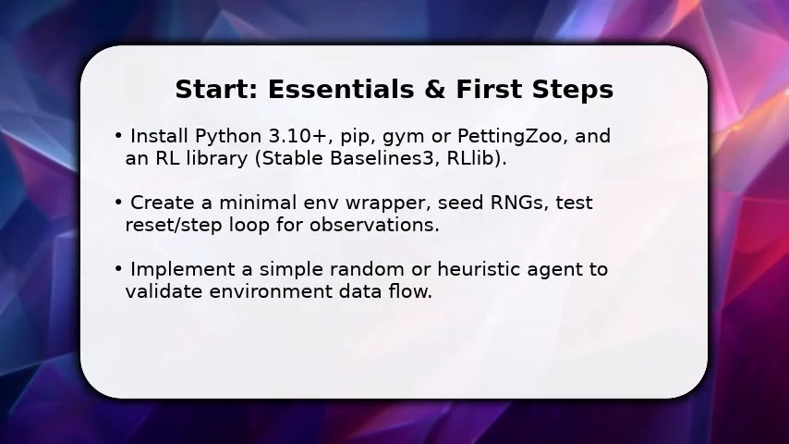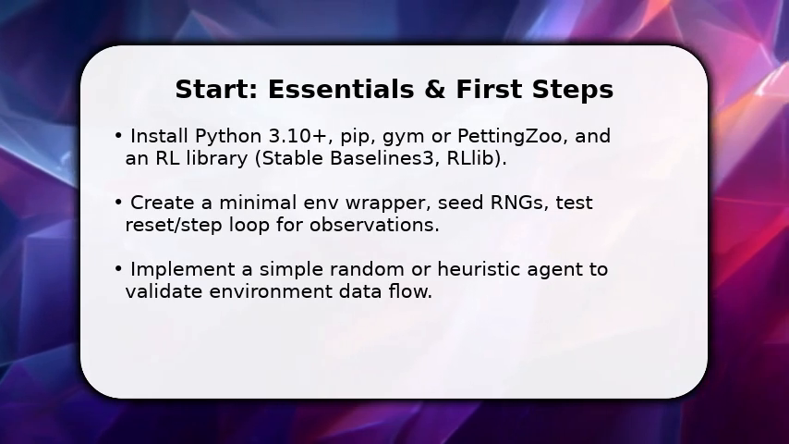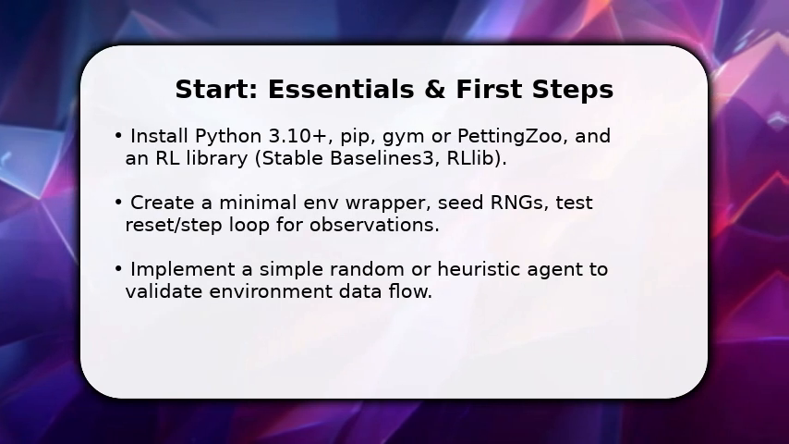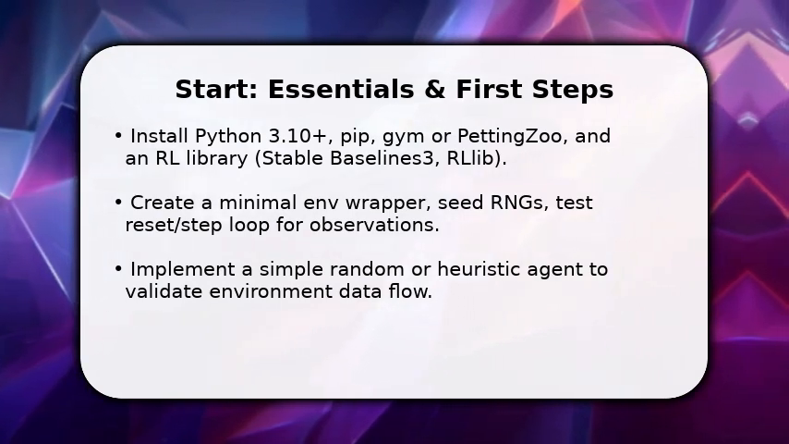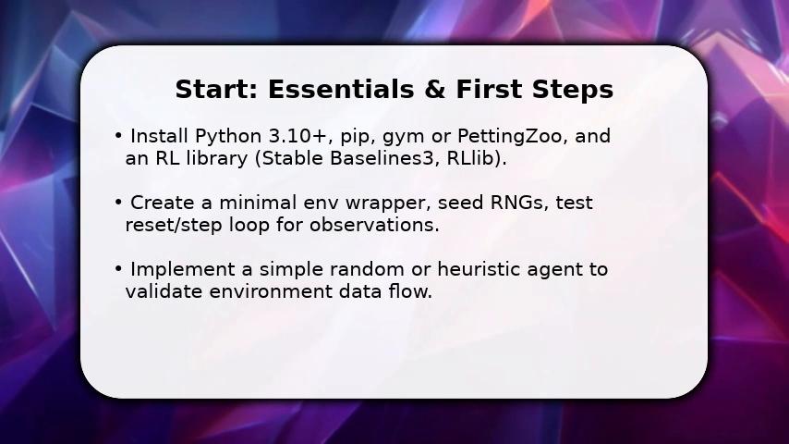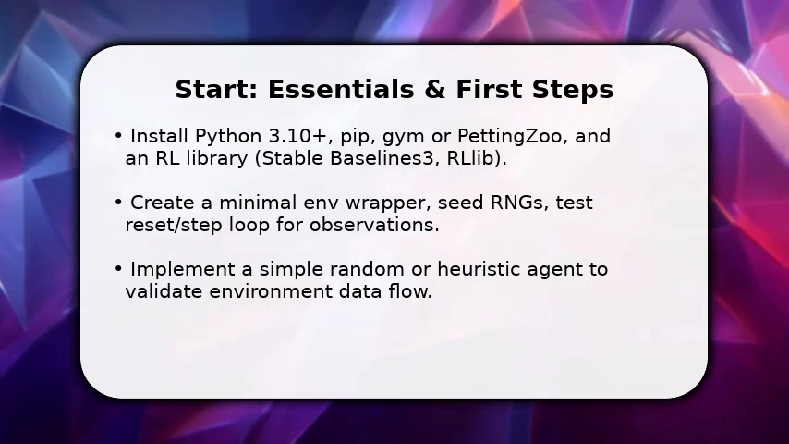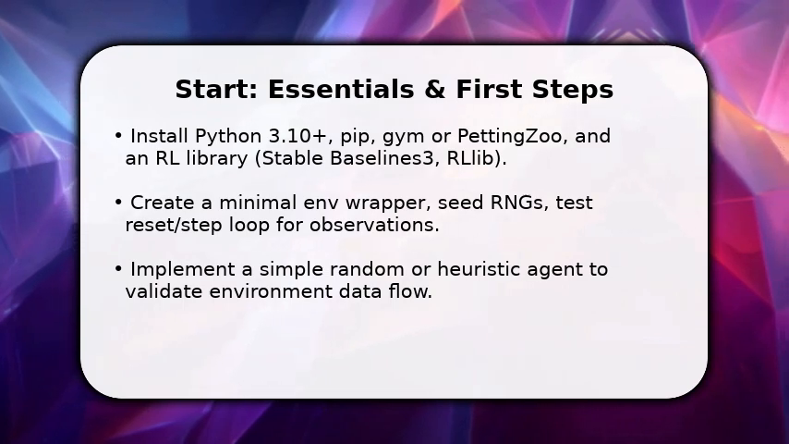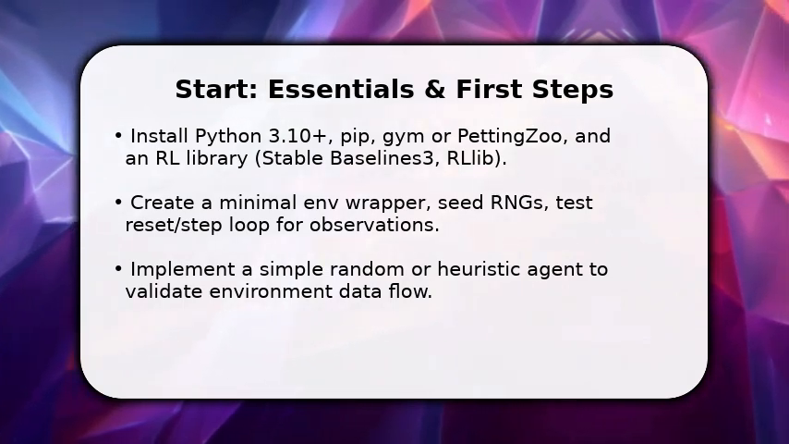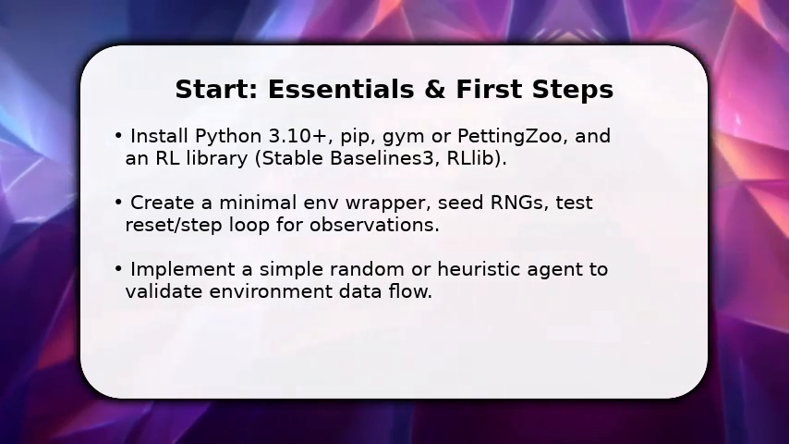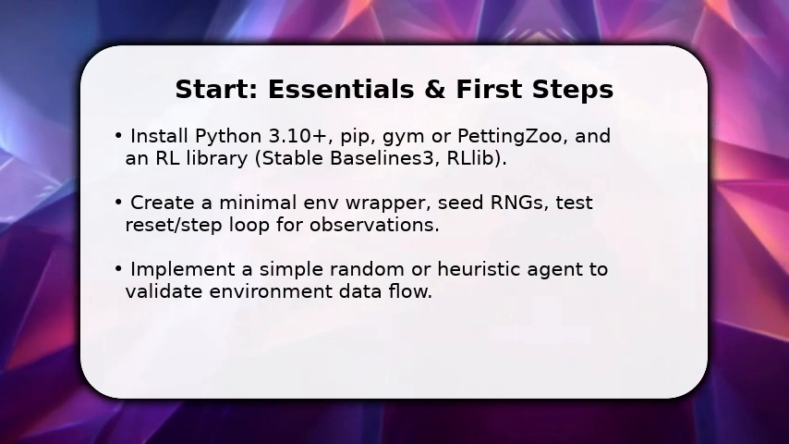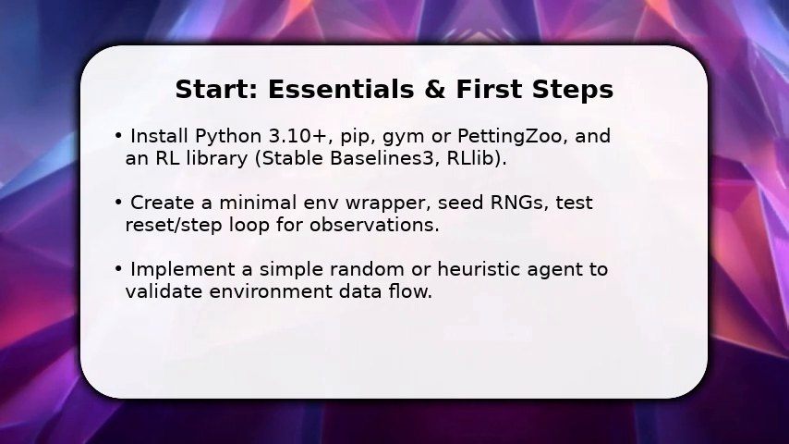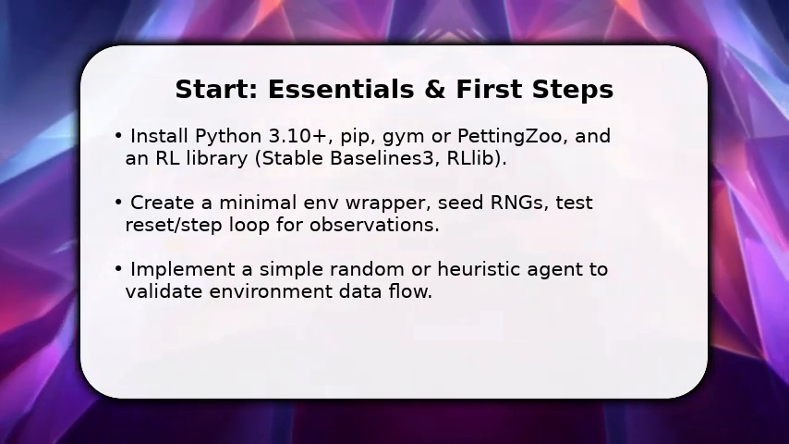You begin by confirming core tools, Python 3.10 plus pip packages like gym and stable baselines 3. Once done, create a minimal environment wrapper that standardizes observations and actions so your agent sees consistent shapes. Next, seed your RNGs and run a quick reset step loop to verify states and rewards. Then implement a trivial agent, random or rule-based, to validate the full data path. This early check saves time because it isolates env issues before training heavy networks.